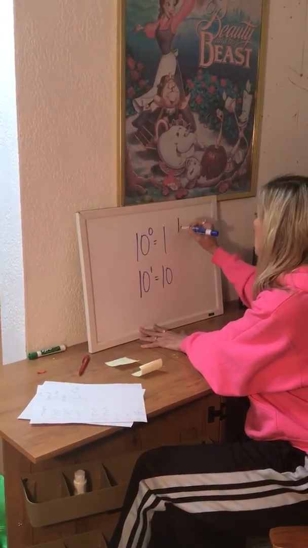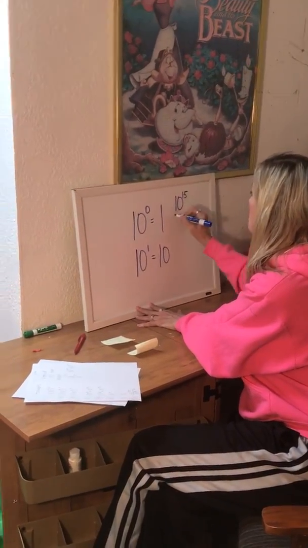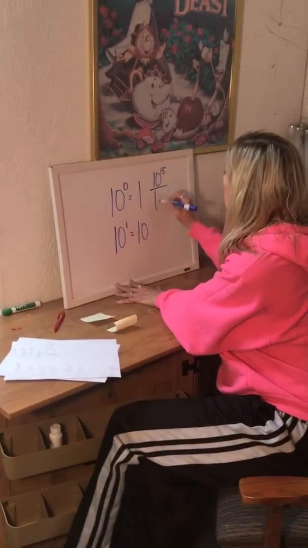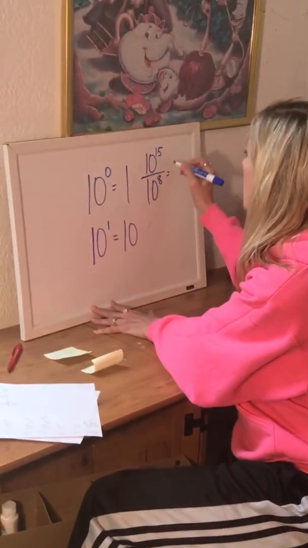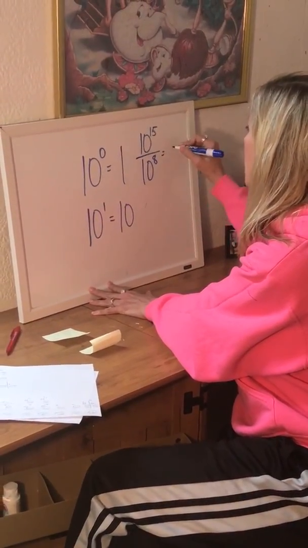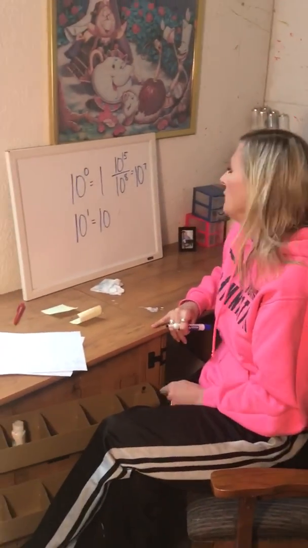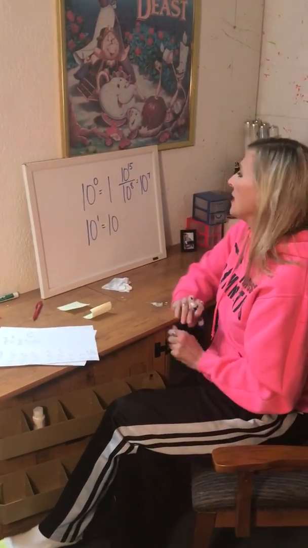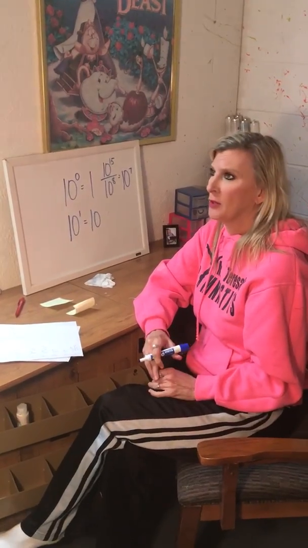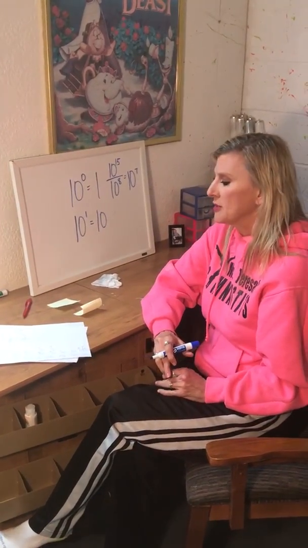And then one more example that we should add to our notes. If you have 10 to the 15 and 10 to the 8, that is 15 minus 8. Your answer is 10 to the 7. Easy enough? I think so. Exponents are easy, guys. It's just learning these darn rules is all it is.